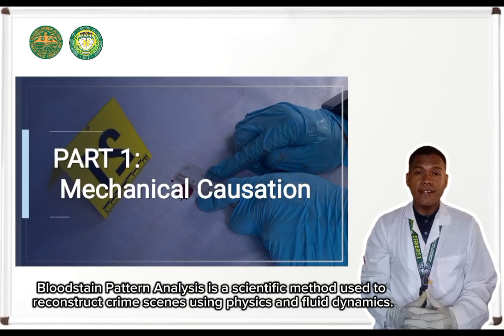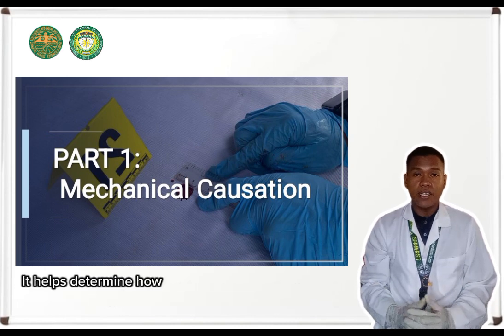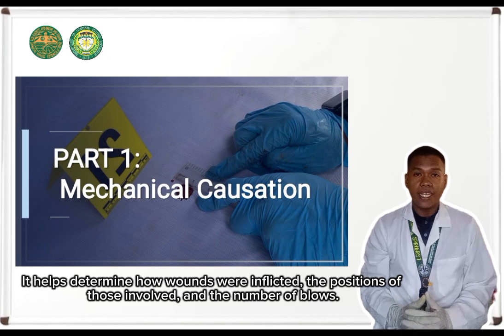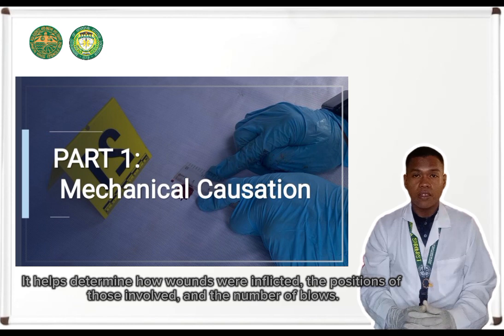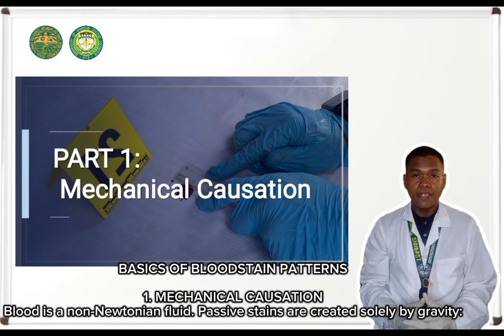Bloodstain pattern analysis is a scientific method used to reconstruct crime scenes using physics and fluid dynamics. It helps determine how wounds were inflicted, the positions of those involved, and the number of blows. Basics of bloodstain patterns.